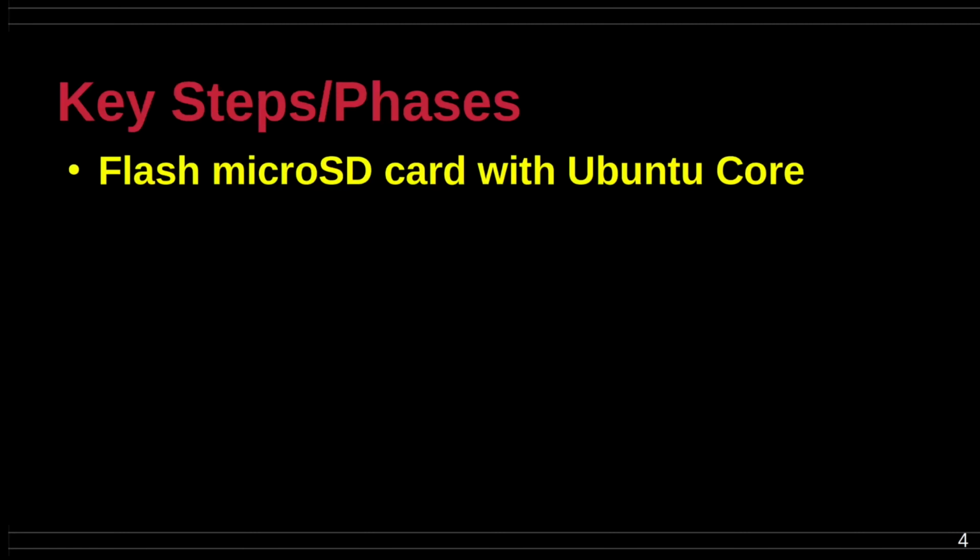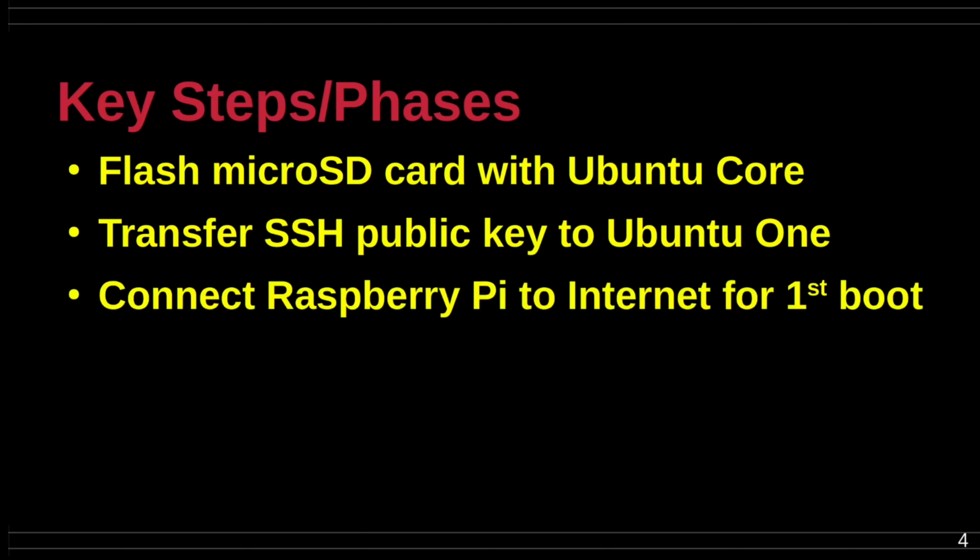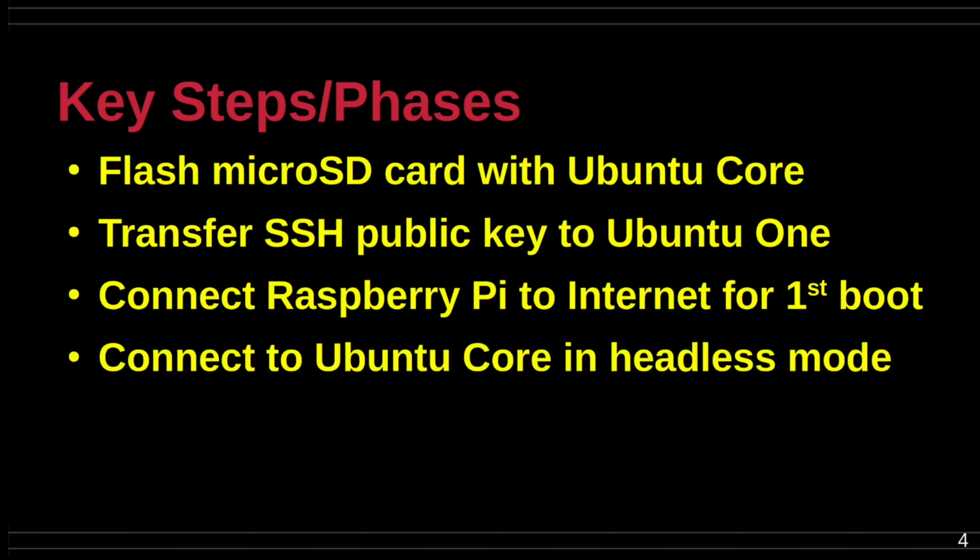The preparatory steps in this tutorial are: flash the microSD card with the Core 22 image, upload the SSH public key of the remote client to the Ubuntu account repository, boot the Raspberry Pi after connecting a keyboard, mouse, monitor, and network connection, use previously configured credentials to connect the Raspberry Pi to the internet. Let the computer download and configure updates.